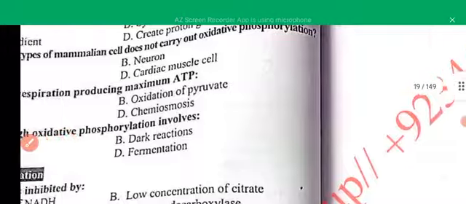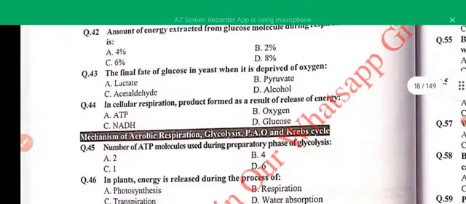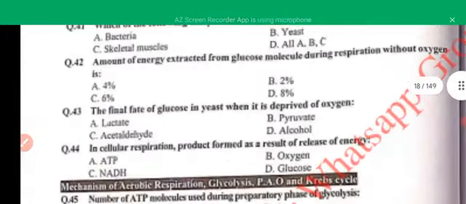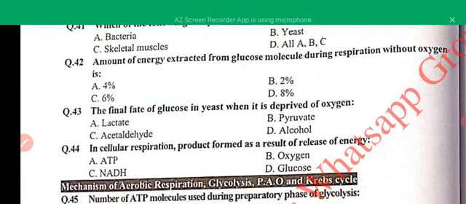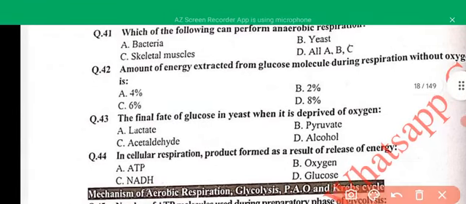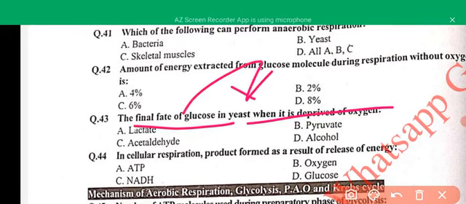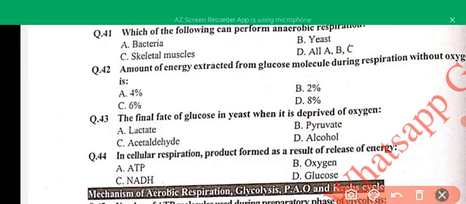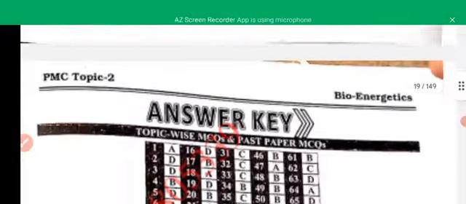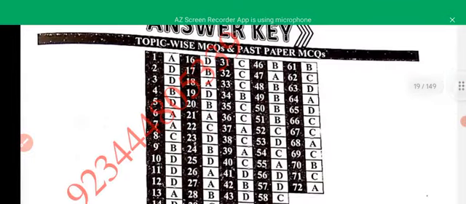40. Correct option is C. Good. Then, the final fate of glucose in yeast when it is deprived of oxygen. When there is no oxygen, the final product of glucose in yeast is alcohol, because alcoholic fermentation occurs in the yeast. The option is D.